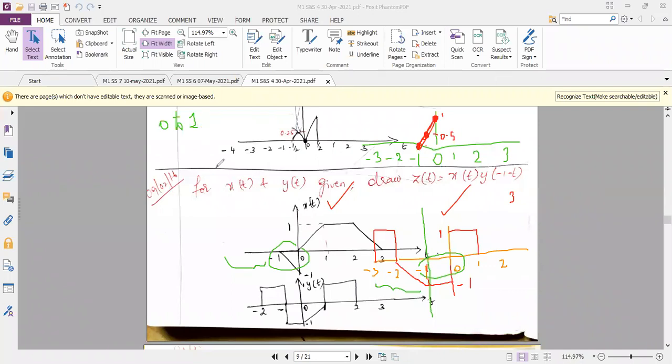Can you tell me in the very first diagram, what is the amplitude at 0? In the very first diagram, the amplitude is 0. 0 only. What is the middle value? The middle value is 0.5. And at 1, exactly what is the amplitude? It is 1. Okay.